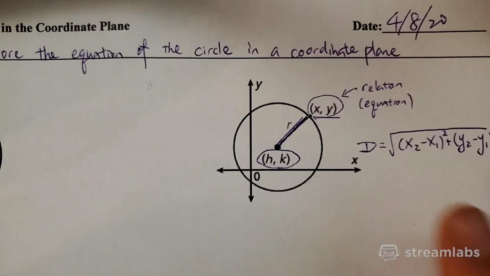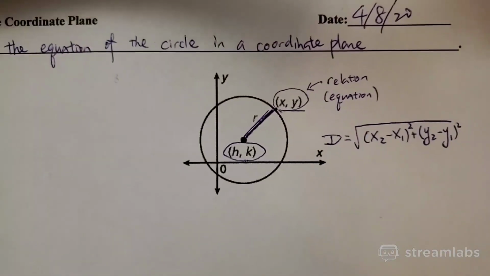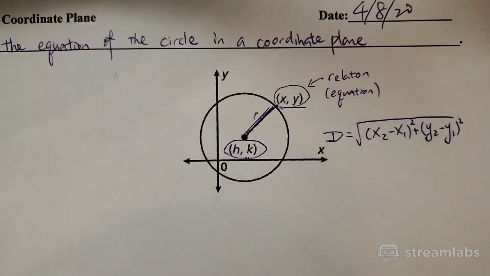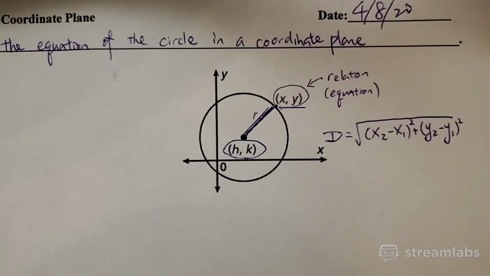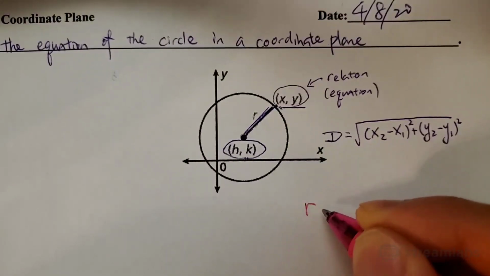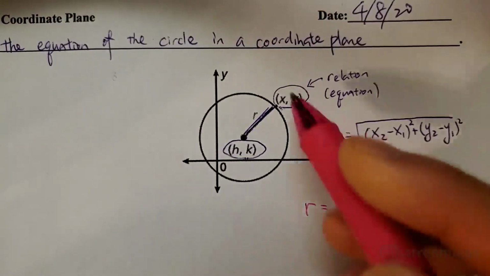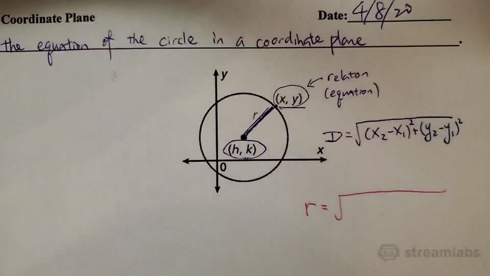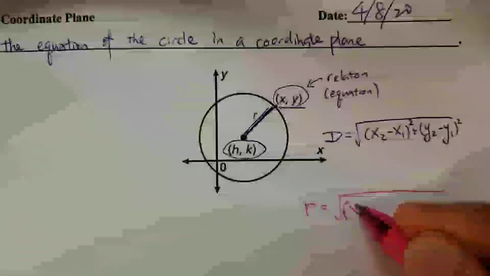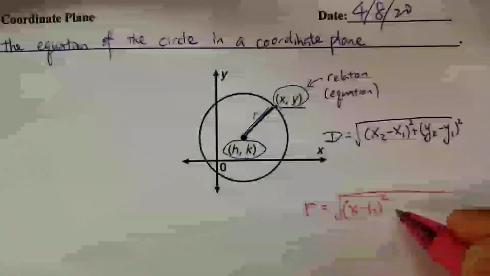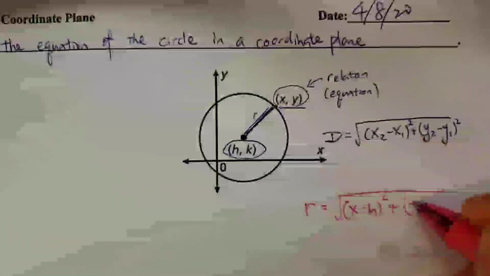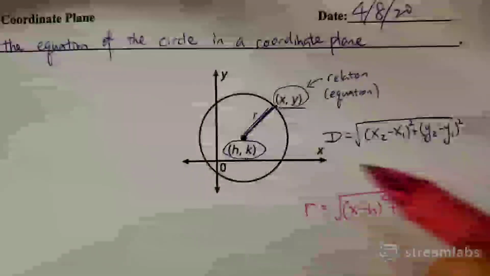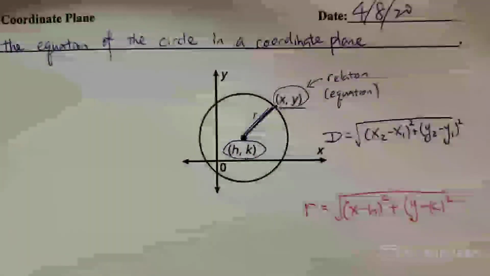All right. So earlier I was talking about this part. To do this, your distance is your radius, right? So you're going to do r equals square root of the difference between these two points. So it'll be x minus h squared plus y minus k squared, because this is x2 minus x1 squared, y2 minus y1 squared.